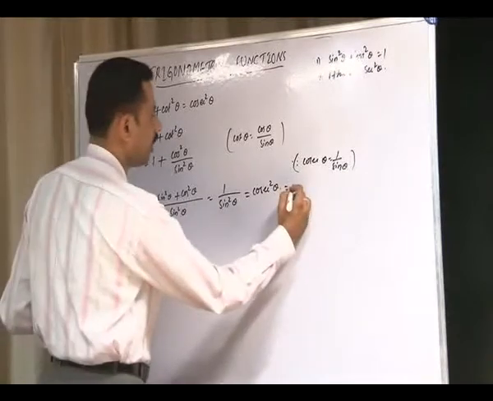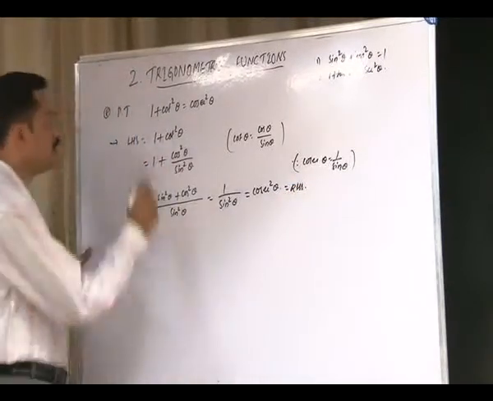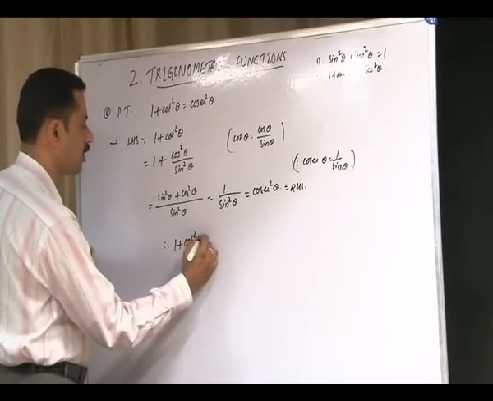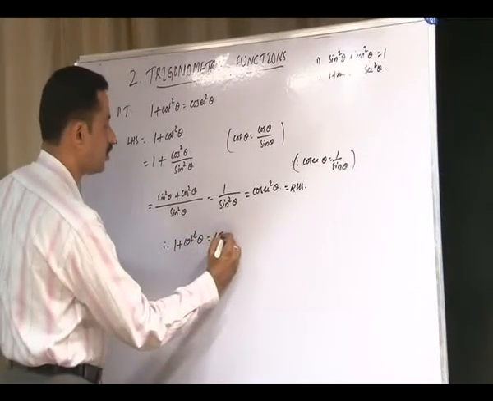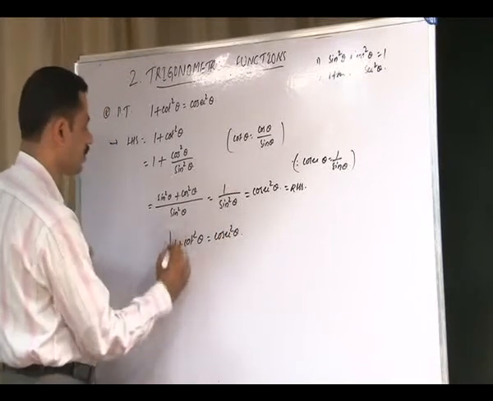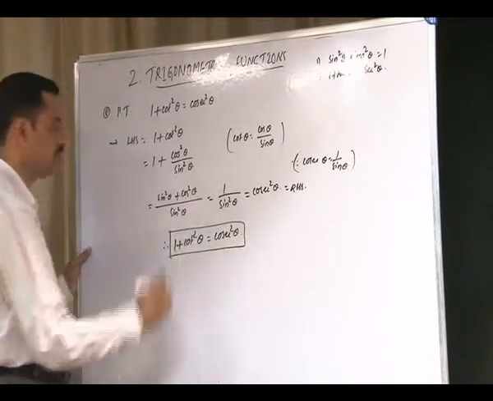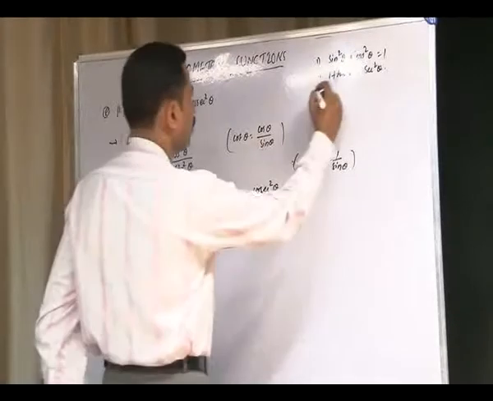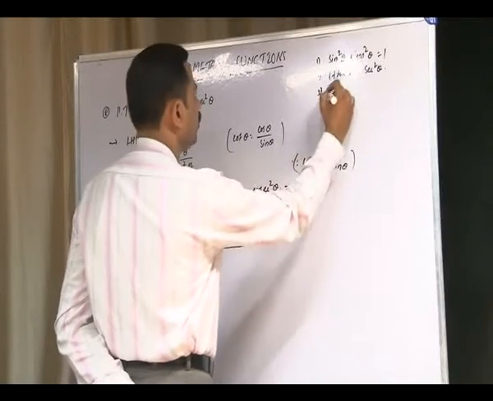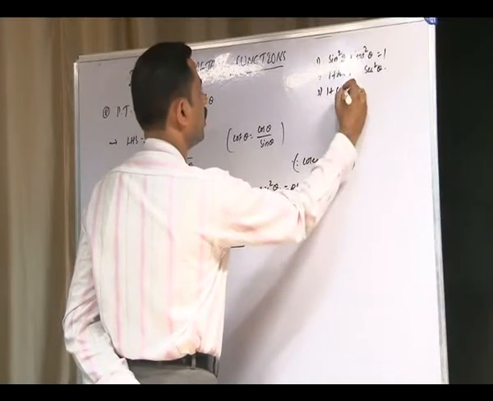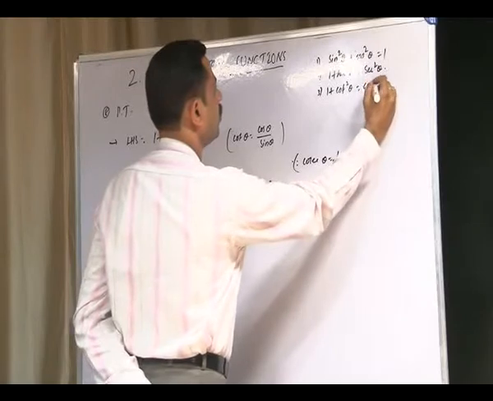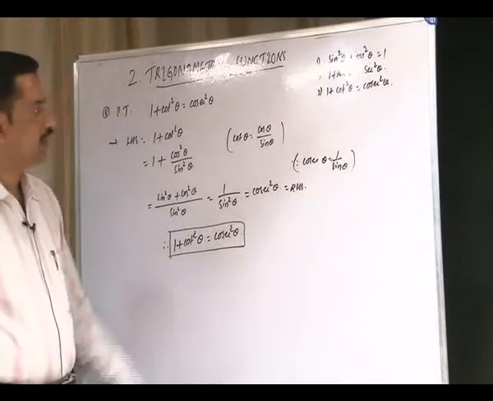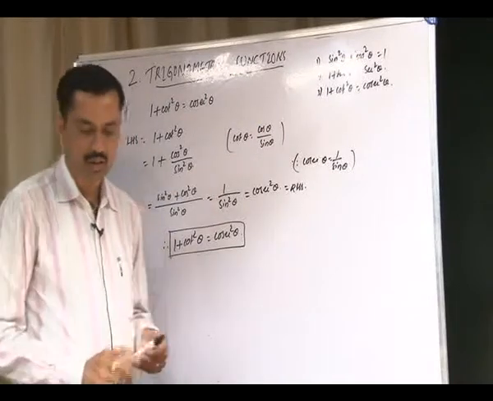So that is nothing but the right hand side here, that is 1 plus cot square theta. Therefore 1 plus cot square theta is equal to cosecant square theta. So that is another identity. These three are the Pythagorean relations. These three relations are very important to solve the problems. So the third one is 1 plus cot square theta is equal to cosecant square theta.